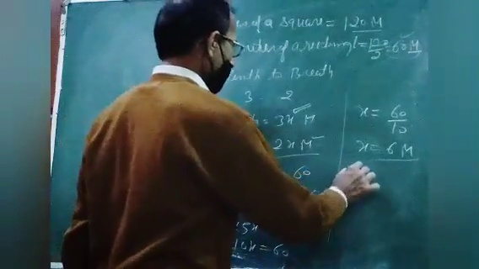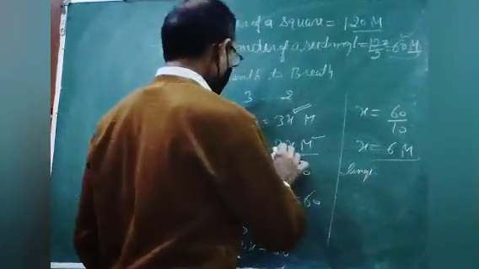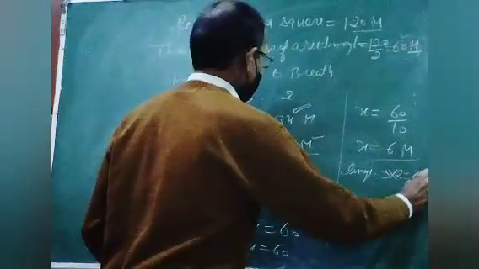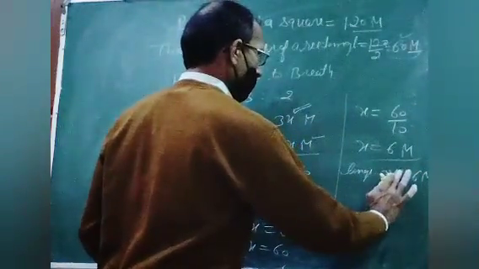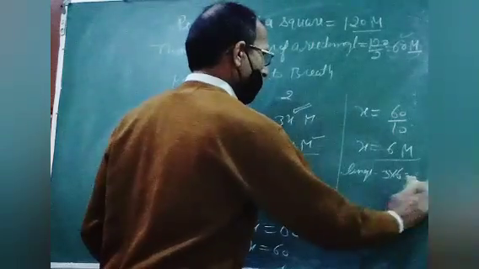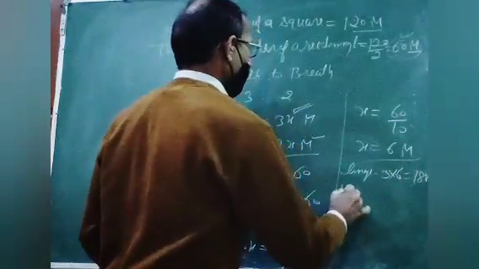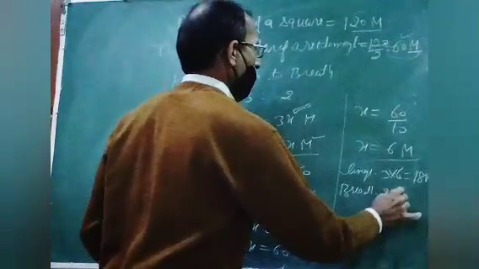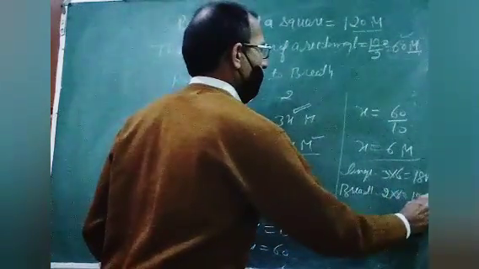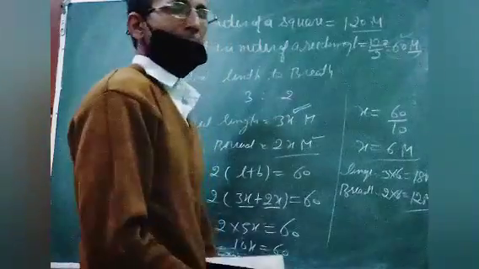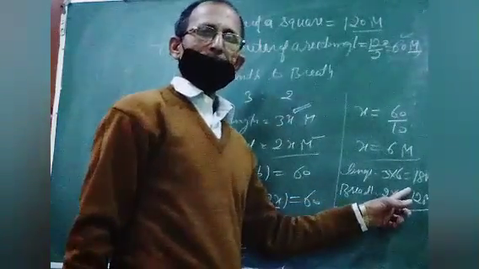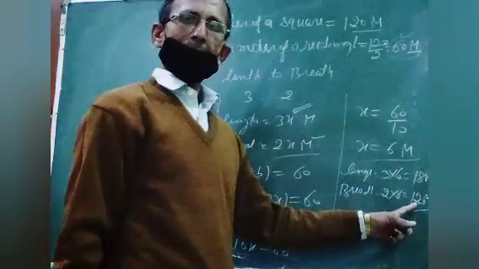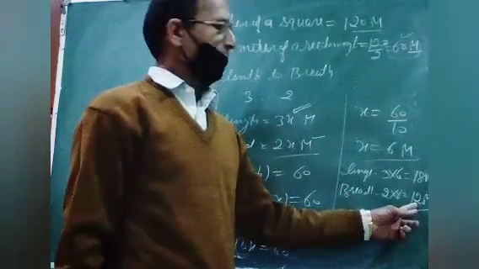So length will be 3 multiplied by 6, it means 18 meter. And breadth will be 2 multiplied by 6, 12 meter. Now length will be 18 and breadth will be 12. Now to find the perimeter, 18 and 12, 30. 30 multiplied by 2, it will be 60.